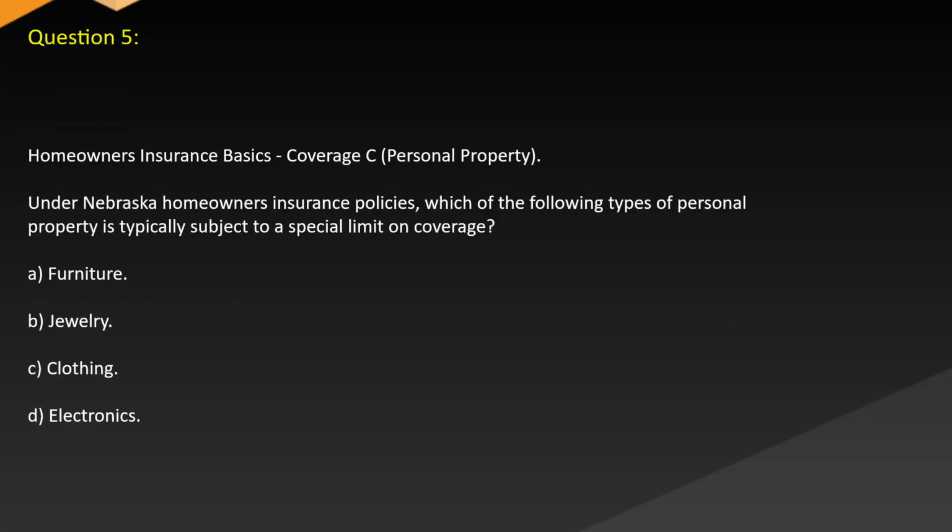Question 5. Homeowners insurance basics. Coverage C. Personal property. Under Nebraska homeowners insurance policies, which of the following types of personal property is typically subject to a special limit on coverage? A. Furniture. B. Jewelry. C. Clothing. D. Electronics.